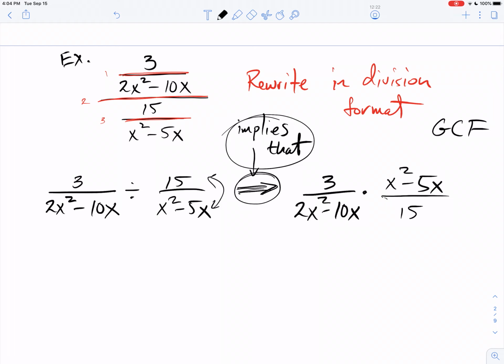That is GC fantastic. Don't forget, GCFs are fantastic. So what do we do? Well, in the bottom I could take out 2x, and I'd get x minus 5. In the top I could take out an x, and I'd get x minus 5. And then let's just start knocking stuff out.